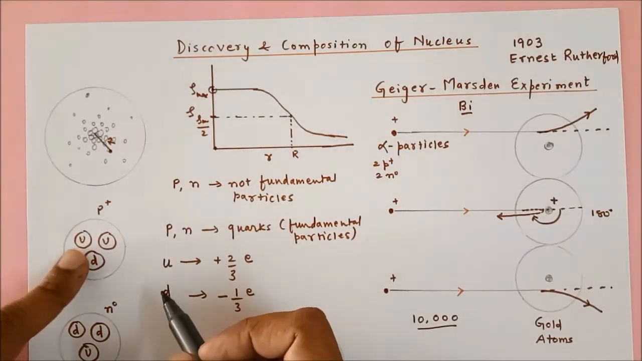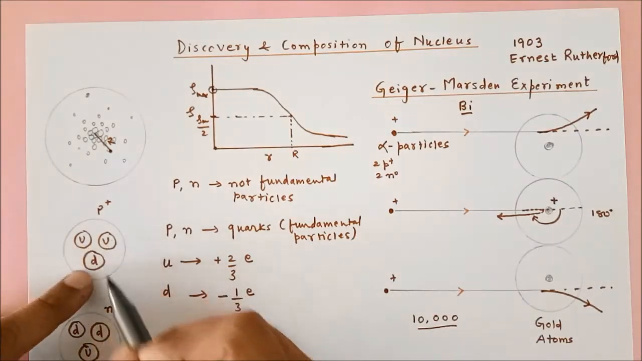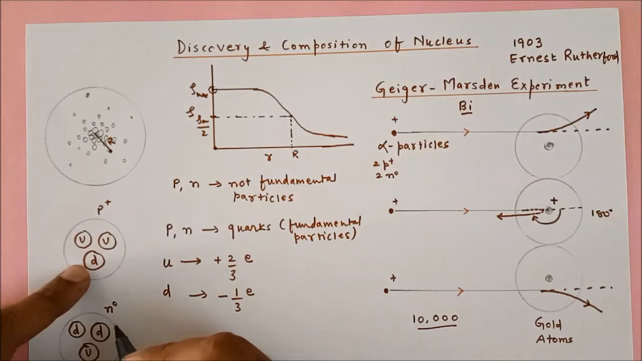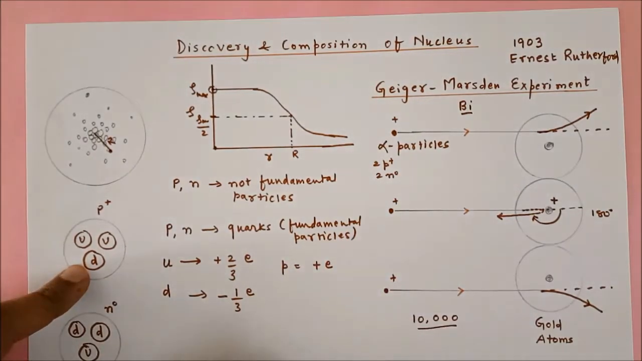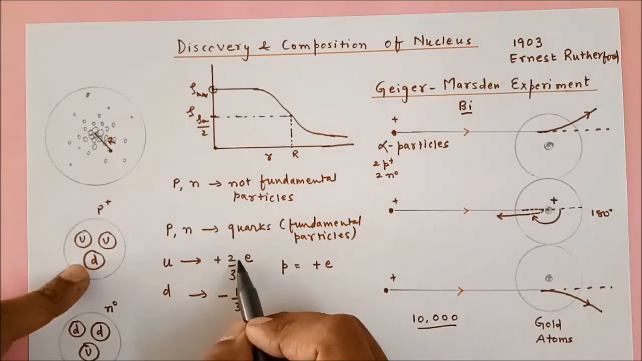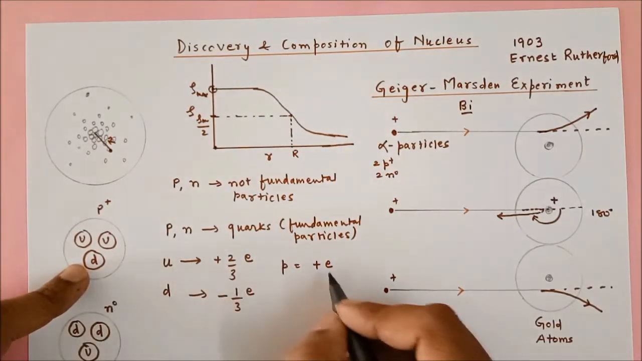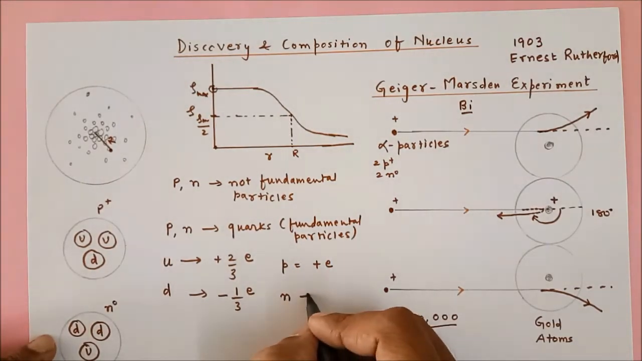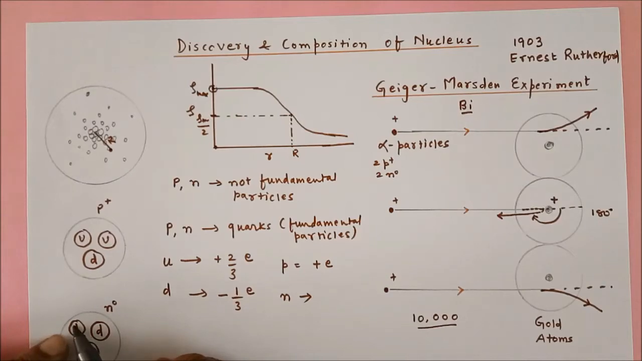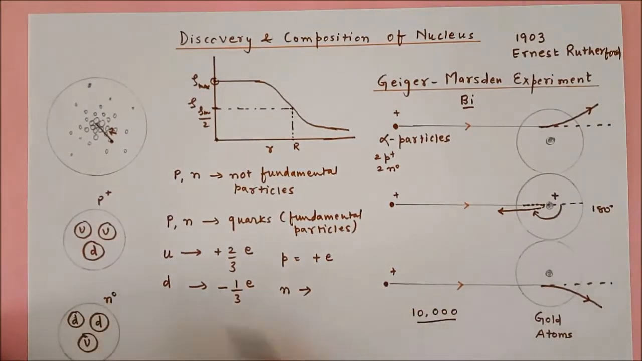So if you talk about the charge of a proton, then plus 2 by 3e, plus 2 by 3e, minus 1 by 3e. So that's why the charge of a single proton is plus e. Means twice of this and one time the charge of this, and if you add it up, the total charge turns out to be plus e. In the same way, if you find out the charge of a neutron, then you will see that it is minus 1 by 3e, minus 1 by 3e and plus 2 by 3e. So that means the total charge becomes 0.